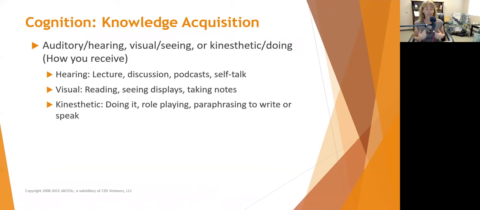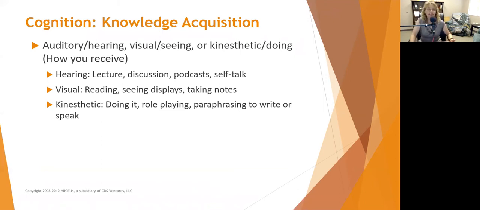Visual learners, we love reading. Give us a book and we're happy. We like seeing displays and pictures and graphs and taking notes. So in group work, if you're probably going to do a part that's a lecture, encourage your visual learners to take notes. Just bring paper and take notes so they can see what they're learning.